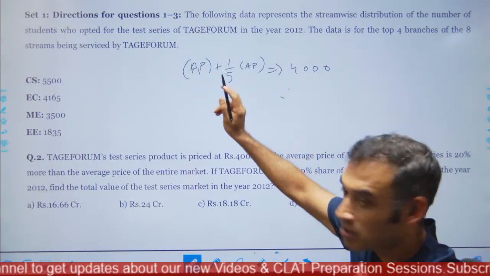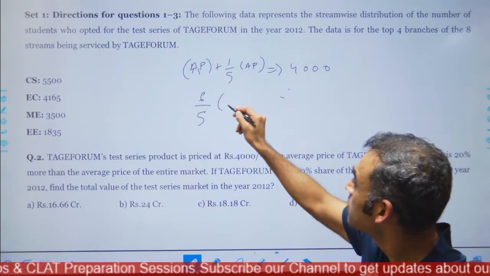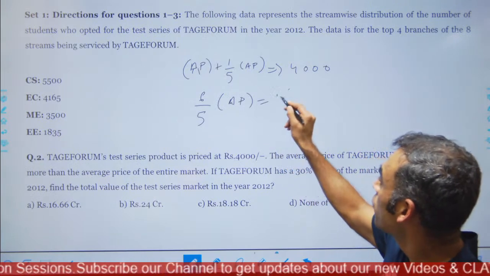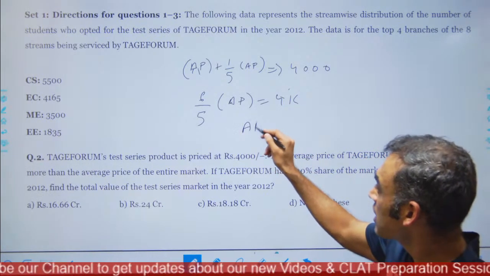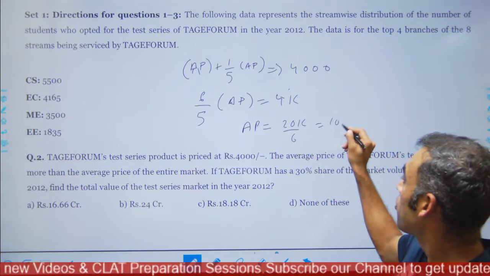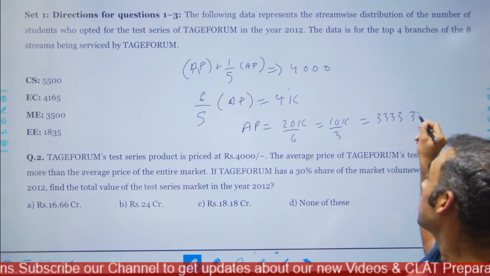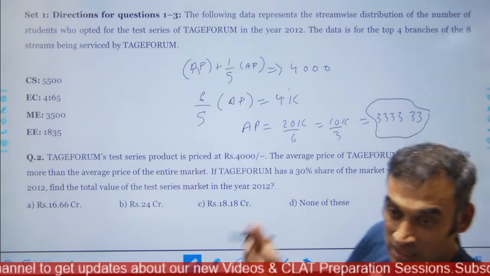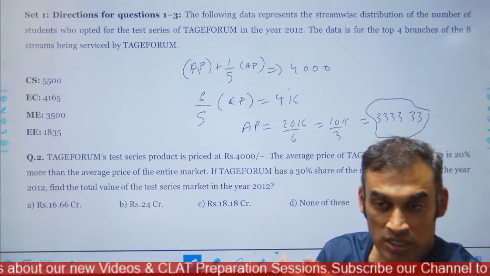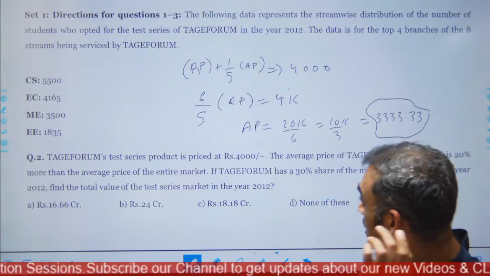Riya, did you understand this? Or we are simply using the multiplying factor. 6 by 5 of AP is equal to 4K, or AP, which is the average price, is 20K upon 6, or 10K upon 3, or 3333.33. Do not use this number, it's in decimals. So just let me know if you have understood this question or not. So coming to the next problem now.